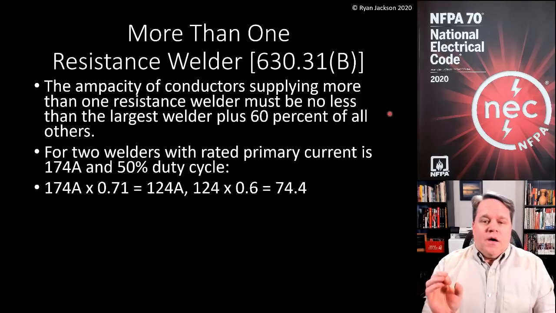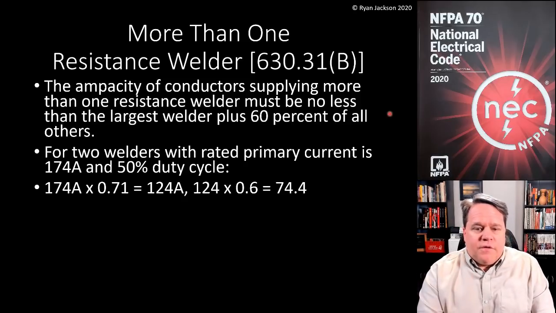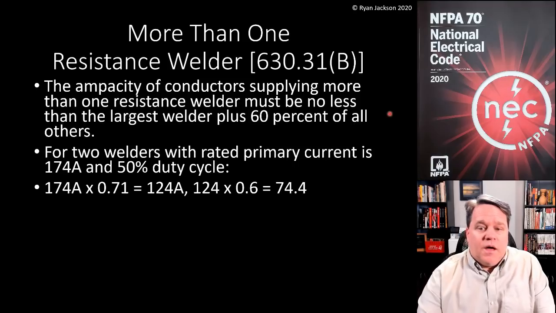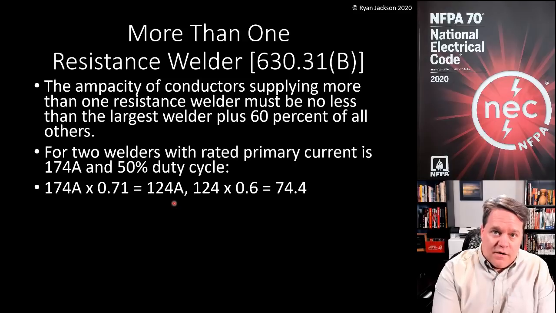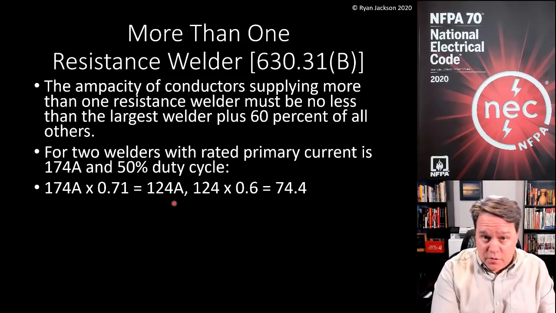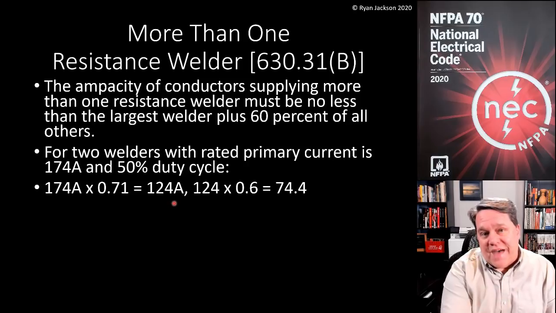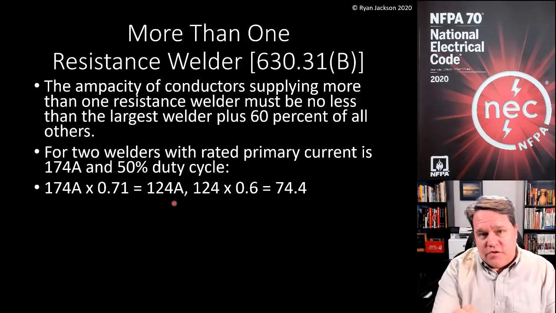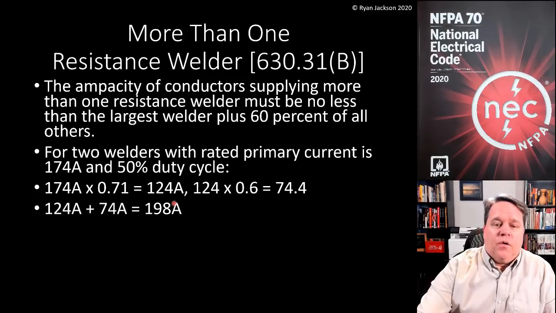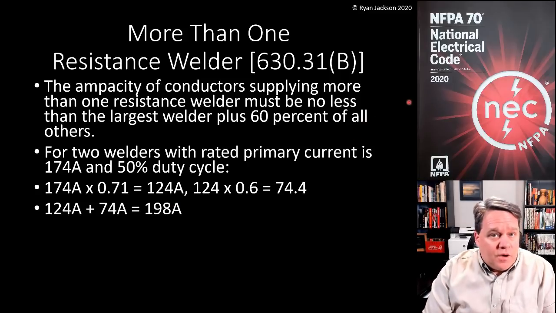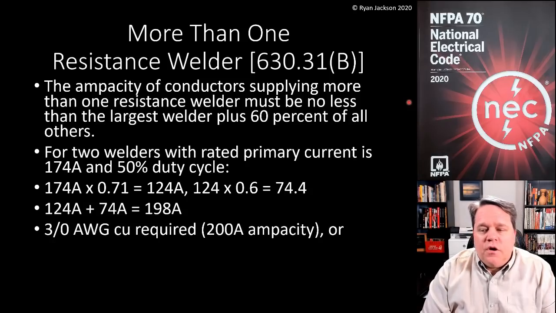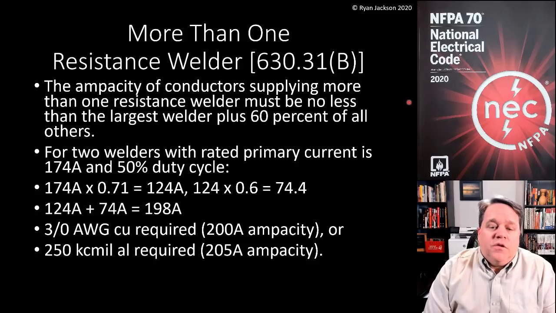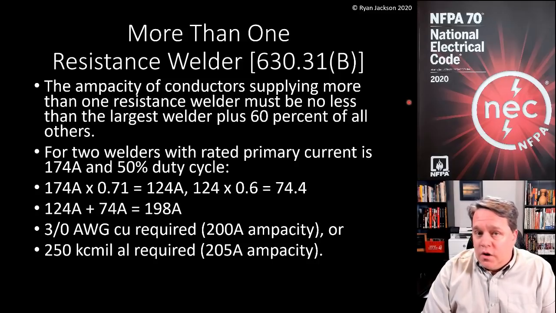So if I have two of those welders that we just looked at, 174 amp primary current, 50% duty cycle, I would take my 174 times 0.71, and that's my 124 amps. So that is the demand load for the one welder, and I'm going to take that value at 60% and add the two together. So 124 amps plus 74 amps is 198. I would need a 3/0 copper conductor, which is rated 200 amps, or I could use 250 kcmil aluminum, which is rated 205.